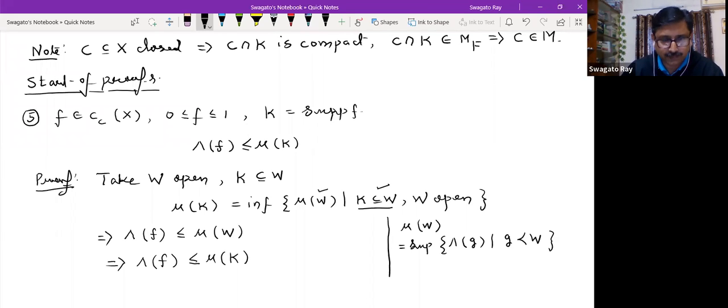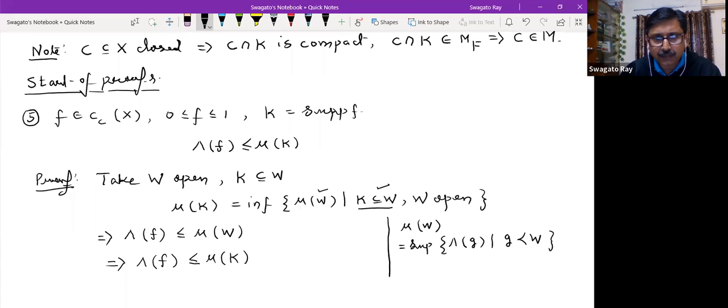So what I have done: K is given to me, so I'm thinking about mu K. What is mu K? It is the infimum of all mu W's such that K is sitting inside W, where W is open. Take any such W. For that W, the support of F, which I started with, is sitting inside W. Then by the definition of mu W, lambda F is less than or equal to mu W.